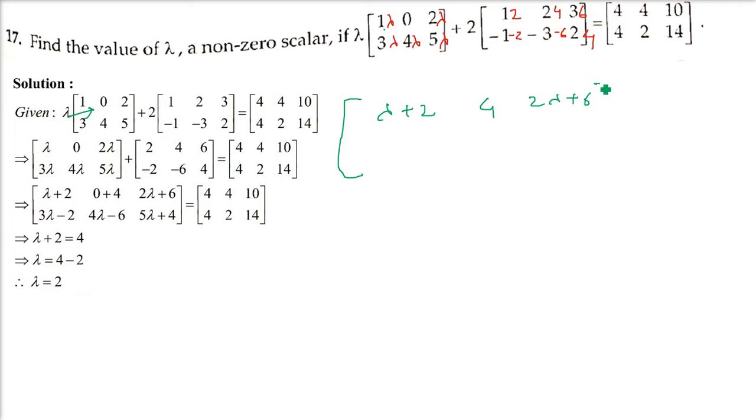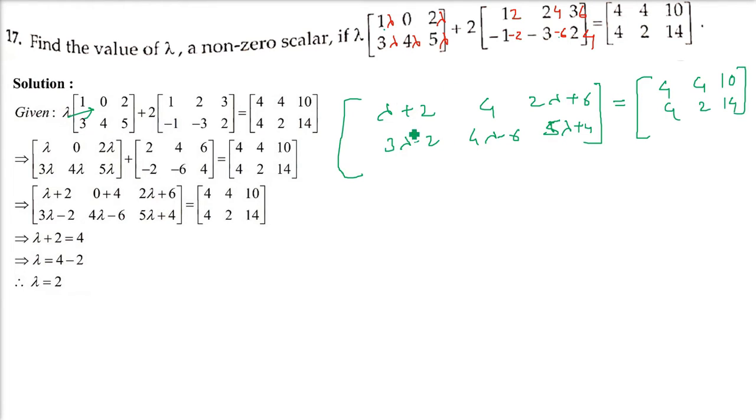The second row will be 3 lambda minus 2, 4 lambda minus 3, minus 6, sorry, 4 lambda minus 6, and 5 lambda and 4, so that is 5 lambda plus 4. And this is equivalent to 4, 4, 10, 4, 14.